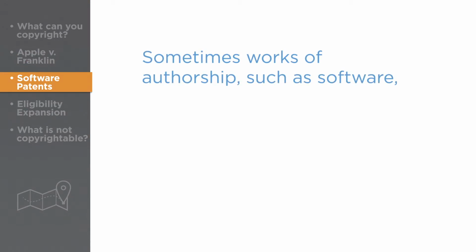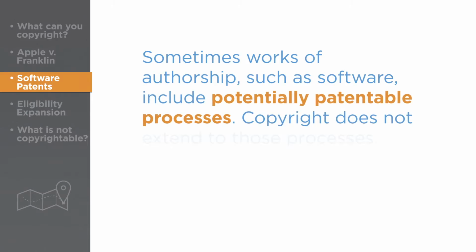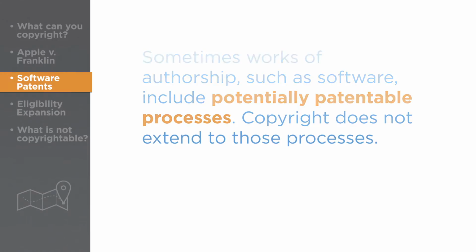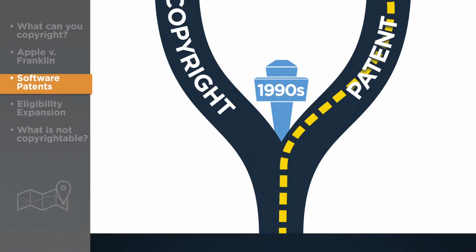Note, however, that sometimes works of authorship, such as software, include potentially patentable processes. Copyright does not extend to those processes. Beginning in the 1990s, software companies increasingly began to patent those elements of their new software that could be described as patentable processes in order to secure the stronger protections of patent law.